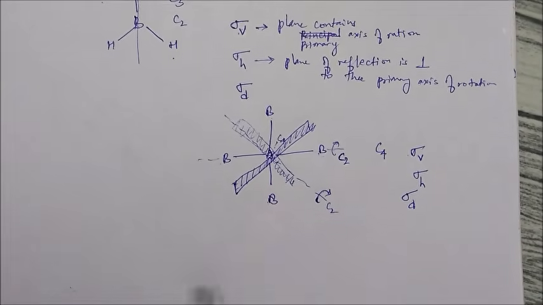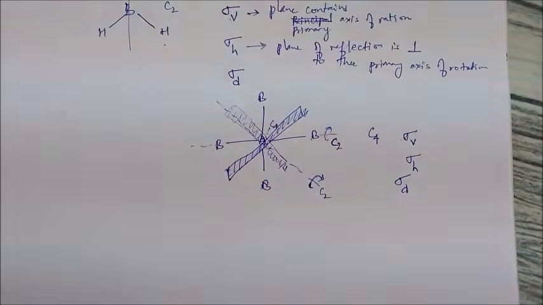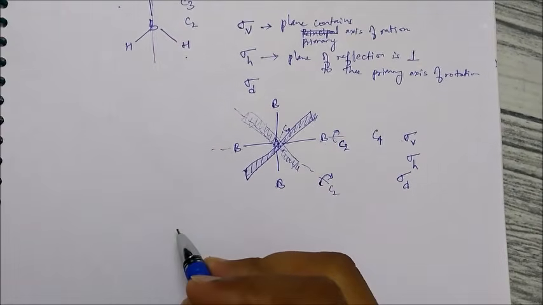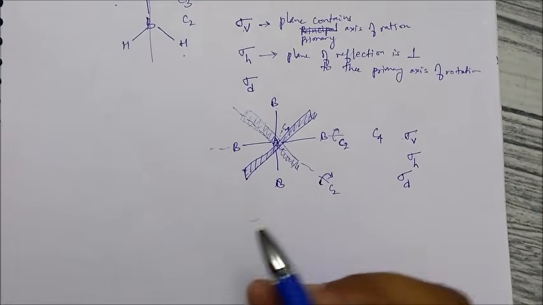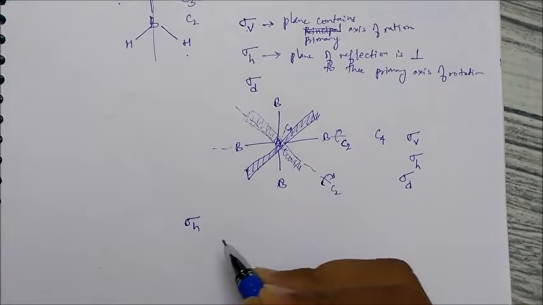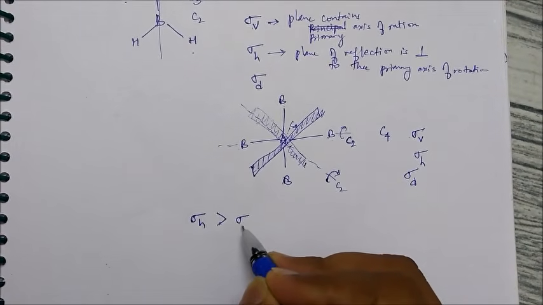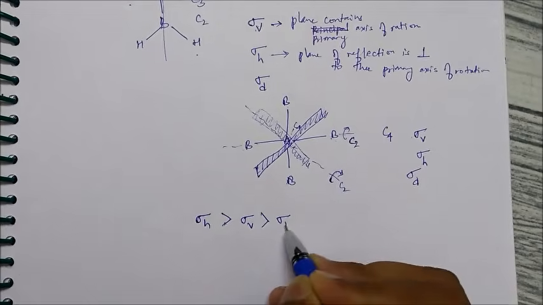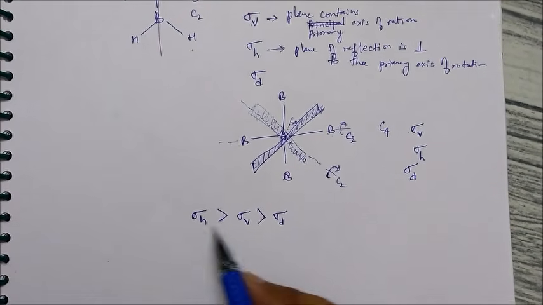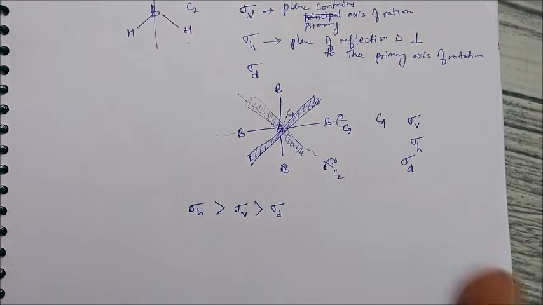One more thing you need to keep in mind right now is that there is a priority order. Sigma h, the horizontal plane, will be given the most priority, then sigma v, and then sigma d. This is the priority order. Where we will use it, I will tell you in the point group section, how we will use this priority order.